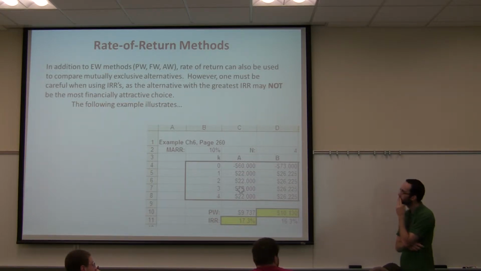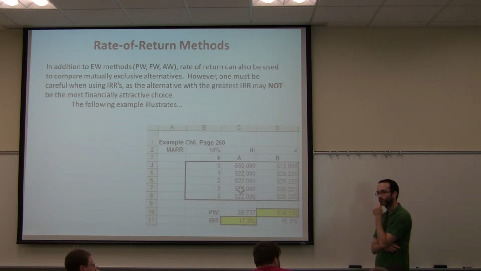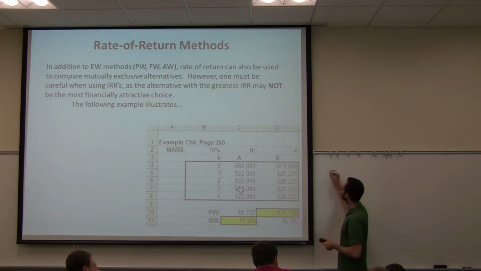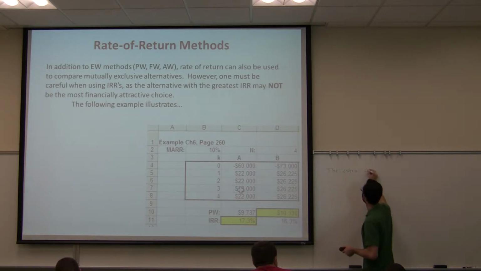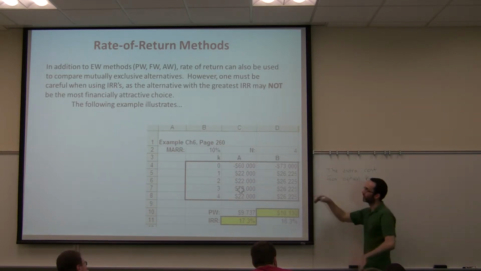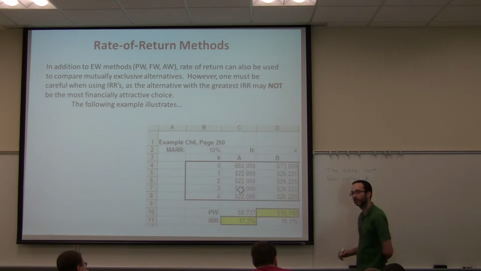The difference between the $73,000 and the $60,000 over the 4 years is less than the difference in the revenue. Okay, so you're saying the extra cost for option B, spread over the 4 years that it's going to last, is less than the extra revenue. What's the result of the extra cost for option B? It equals out to being less than the extra revenue.